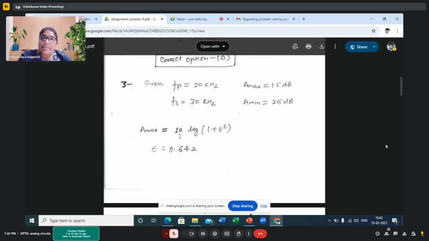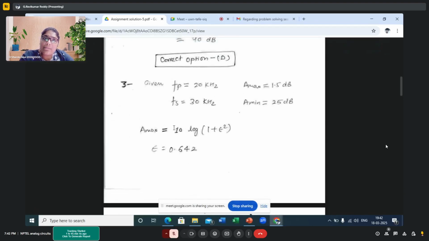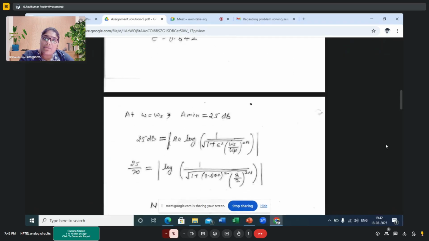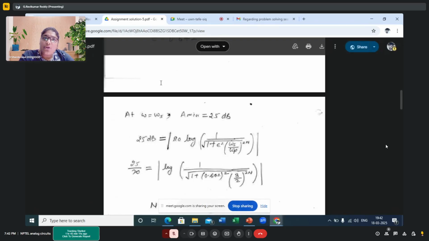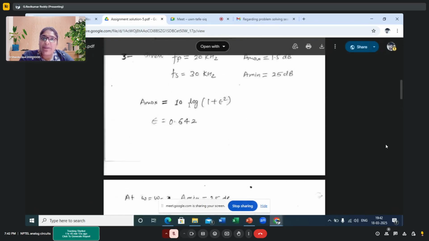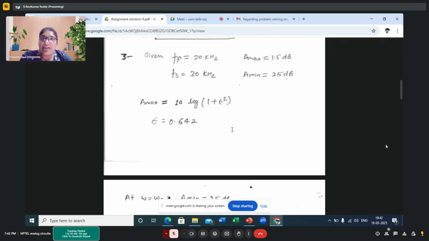See here, madam, for this Amax they are taking 10 log. If I go to Amin, they took 20 log. I think it is 20 log, right, madam? No, no, there also it would have been 20 log. It must be root under, so they have divided it by 2. That must be the case. So it's like 20 log root under 1 plus epsilon squared, and it would give you the same thing, right?